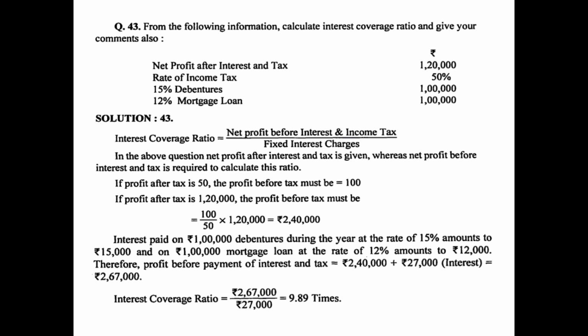So you have the net profit before interest and tax, and you also have the fixed interest 27,000 altogether. So you can put the values in the formula. Interest coverage ratio is equal to net profit before interest and income tax, that is 2,67,000, upon fixed interest, that is 27,000, which comes to 9.89 times. Interest coverage ratio will be measured in times. Now, it signifies that with the available profits, the company can repay its fixed interest 9.89 times. So I hope the questions discussed in this video are clear to you, children.